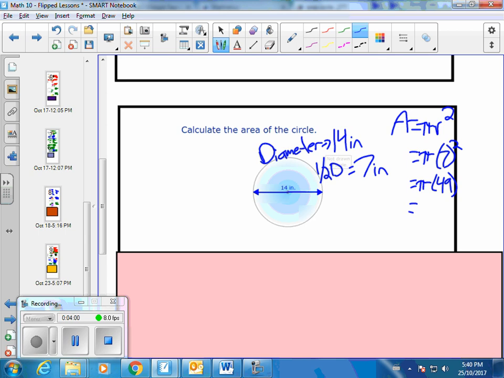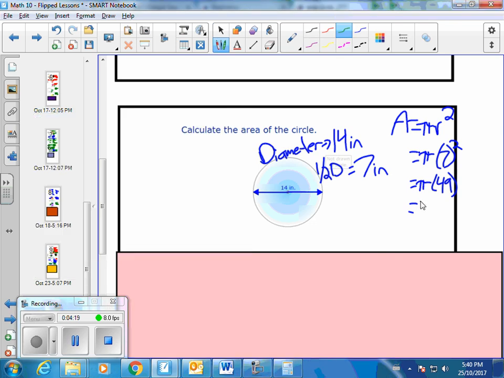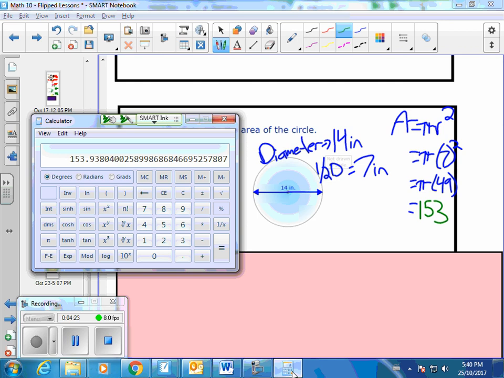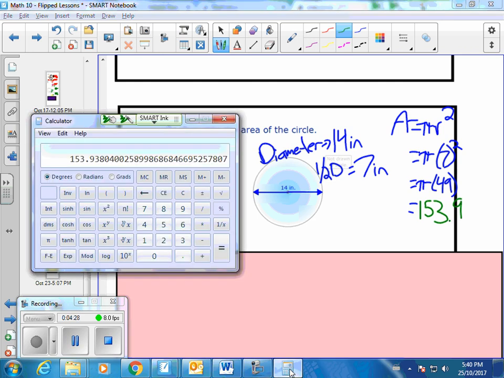Pull out my calculator. I am still going to continue using the full symbol of pi because it's a good habit to get into and it's a more accurate answer. So I know that 7 squared is 49 times pi equals, for my answer, I'm going to get 153.94.